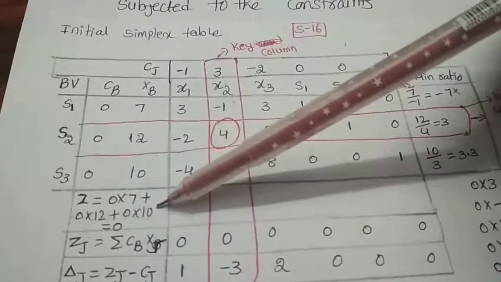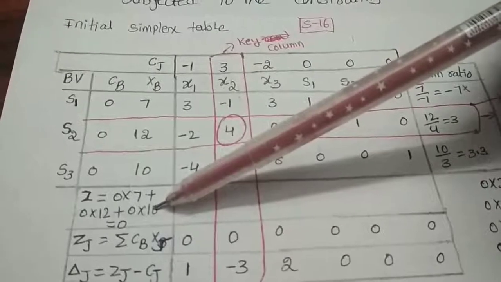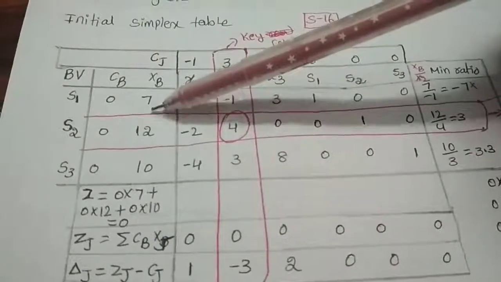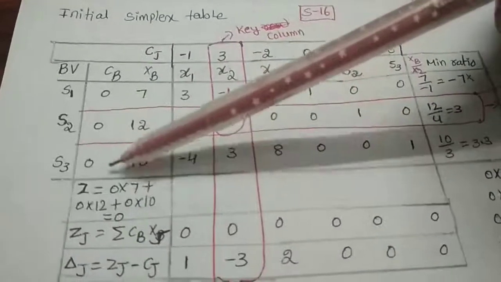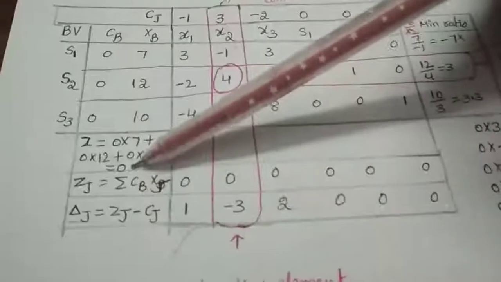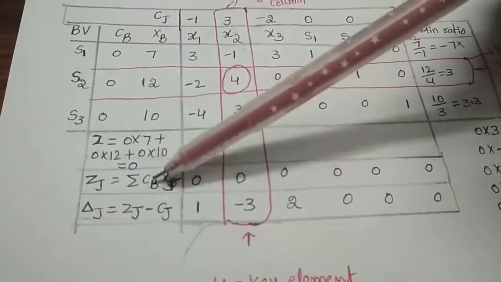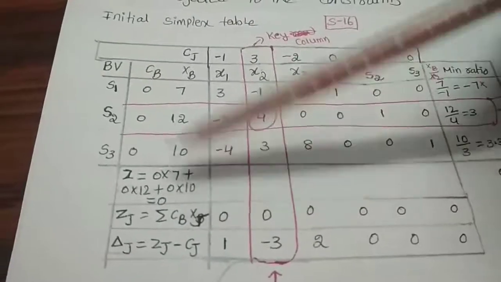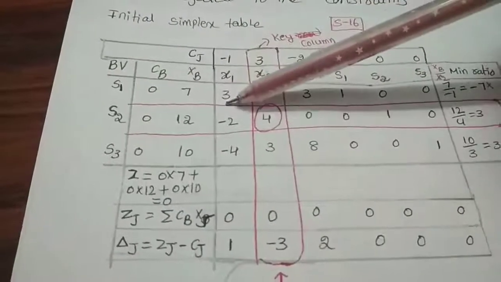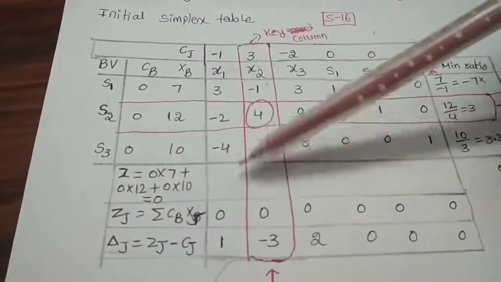Now first we will calculate the Z value. How do we calculate the Z value? The formula is Z equal to summation CB into XB, that is 0 into 7 plus 0 into 12 plus 0 into 10, that equals 0. Now coming to the second row, Zj. Zj formula is summation CB into Xj, that equals 0 into 3 plus 0 into -2 plus 0 into -4, that equals 0.